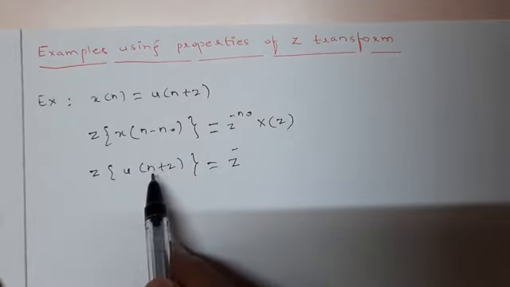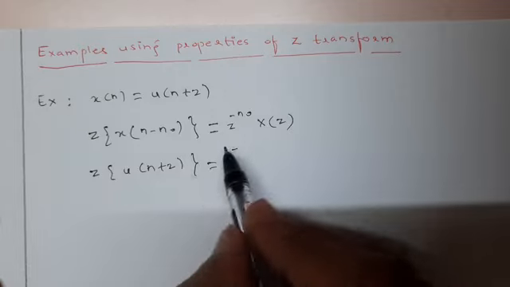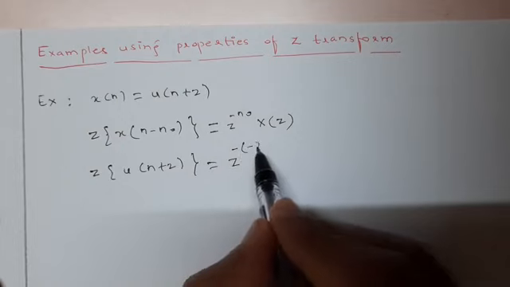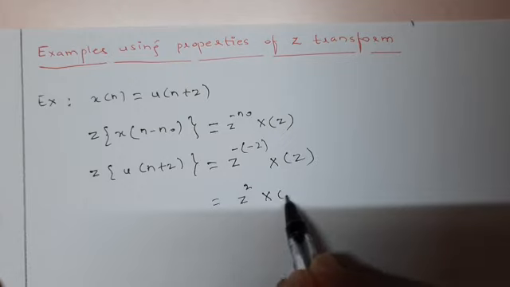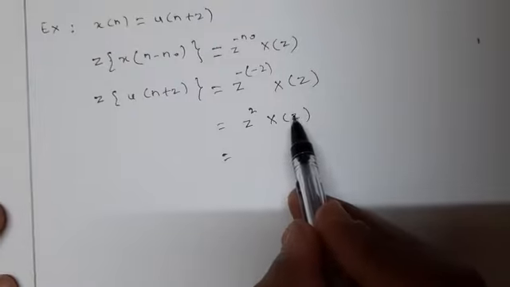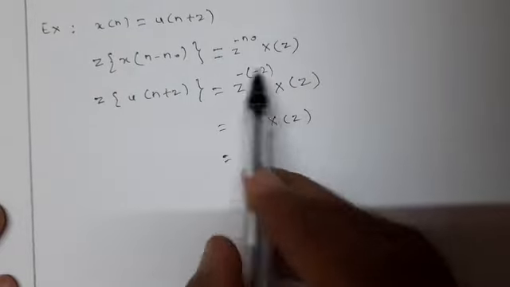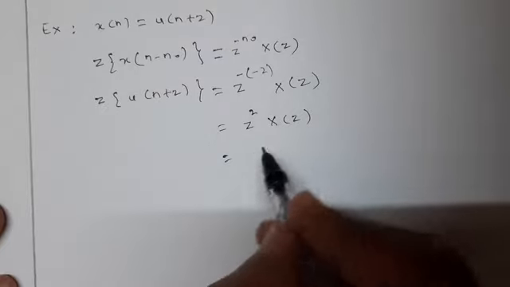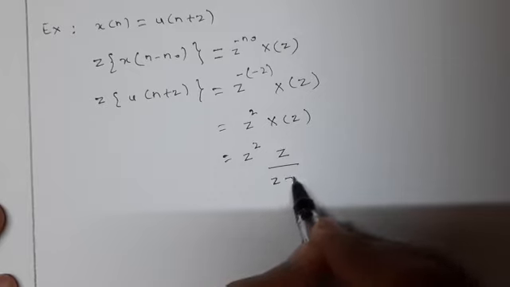So if you try to represent it in a similar fashion, it is n minus of minus 2, am I right? So z to the power minus, what is n naught? Minus 2, so minus 2 X of z. So what does it give me? z square X of z. And what is X of z? X of z is Z transform of x of n, which becomes Z transform of u of n. So it gives you z square. Z transform of u of n is z divided by z minus 1.